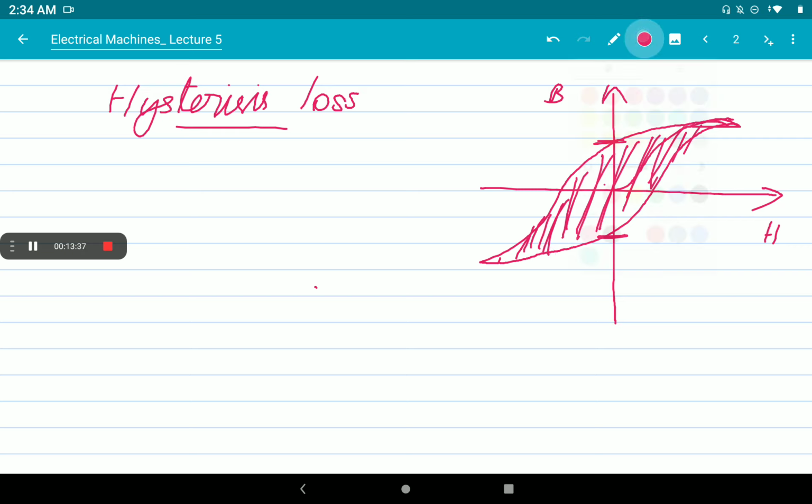Another one we are going to study is eddy current loss.